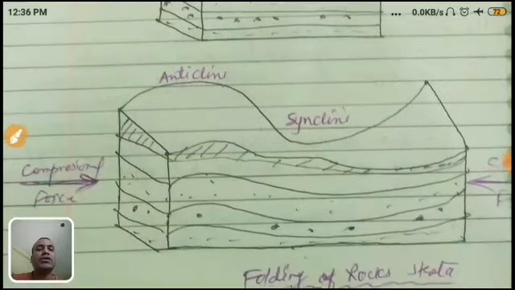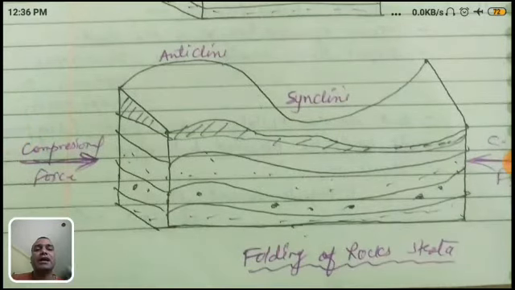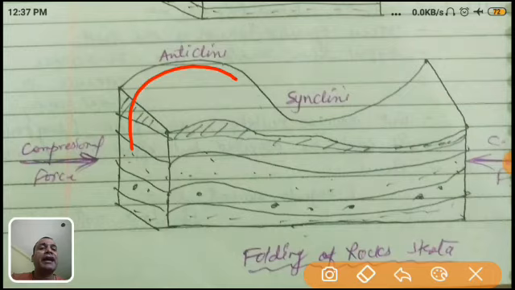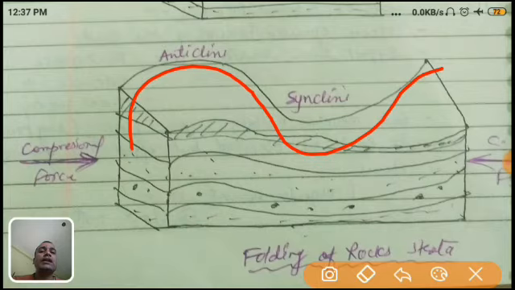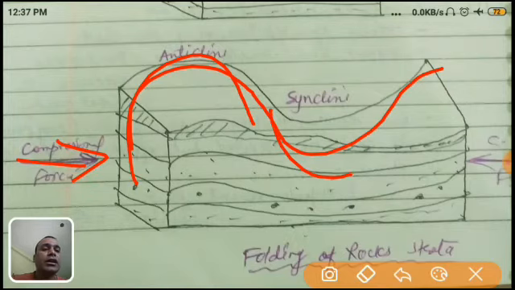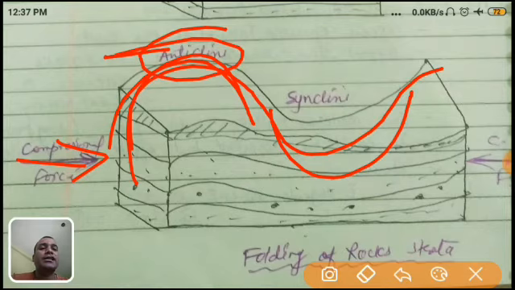Now see, when this compressional force is applied, these structures bend, or it is also called folded. This process is called folding. When the compressional force is applied by the other tectonic plates, these landforms are uplifted and downlifted. The uplifted part is called the anticline, and the downlifted part is called the syncline.